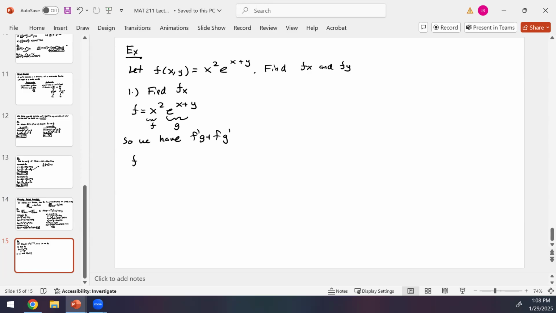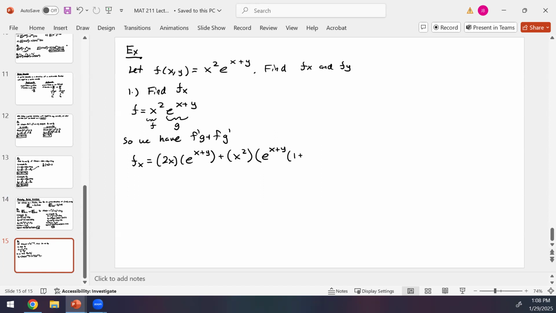which means the derivative with respect to x is going to be the derivative of f, so 2x. Now you still follow the whole thing where if there's a y, you treat it as a number, times g, e to the x plus y, and then plus x squared, and then times the derivative of e to the x plus y. So because the exponent is not just an x by itself, we have to do the chain rule. So e to the x plus y, and then we got to do the derivative of the inside. So the derivative of the inside is going to be 1 plus, what's the derivative of y?